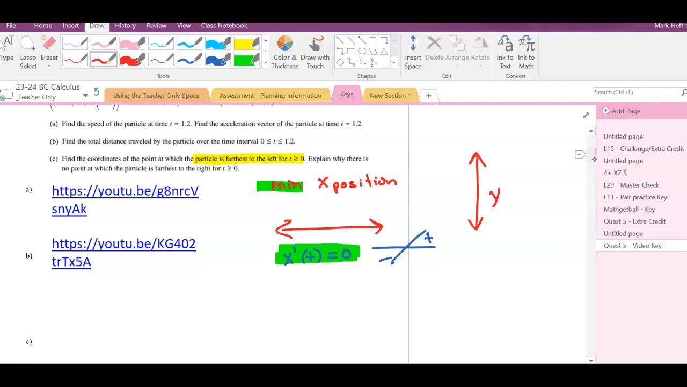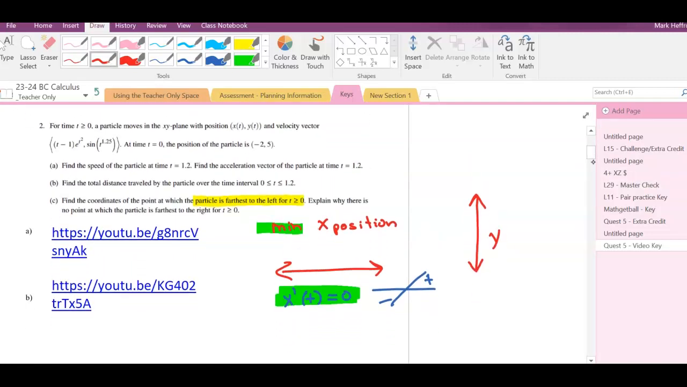So our derivative, in the x direction, was t minus 1 times e to the t squared. We want this to be equal to 0. Well, this exponential will never be 0. But t minus 1 will be 0 at t equals 1. And you could have also graphed it since this was a calculator problem, but it's faster in this case to just see, oh, okay, I need to check when t is 1.